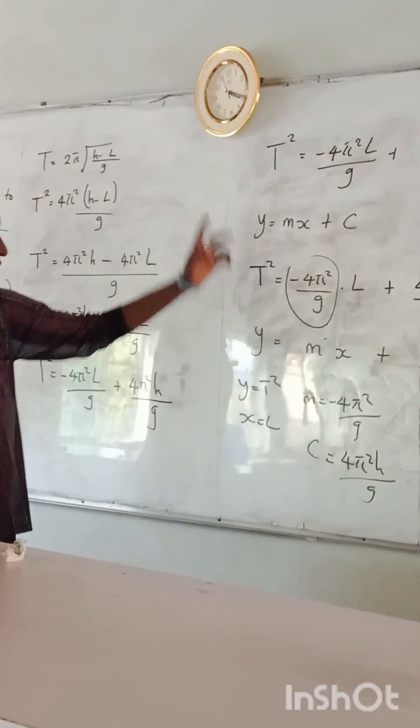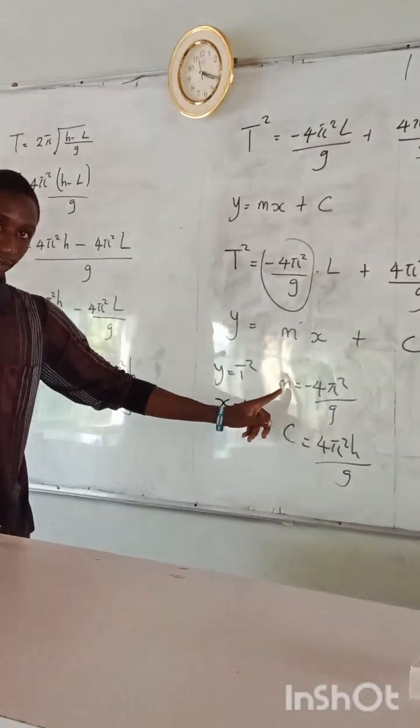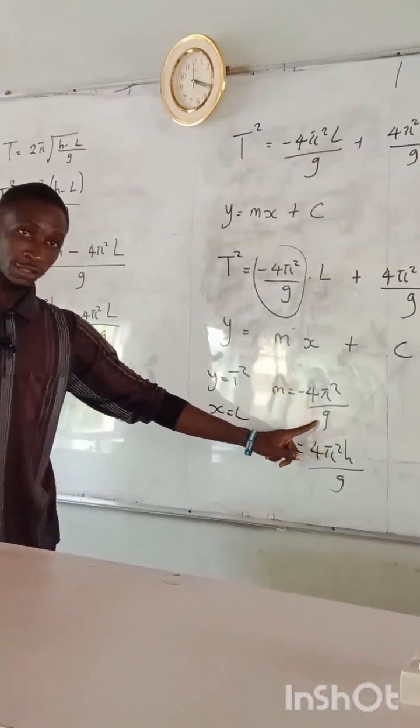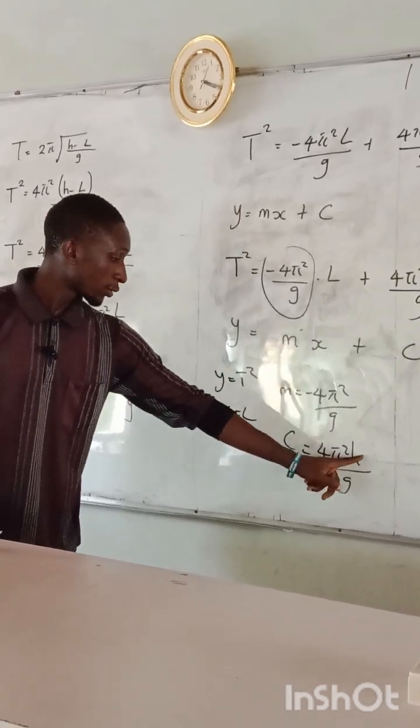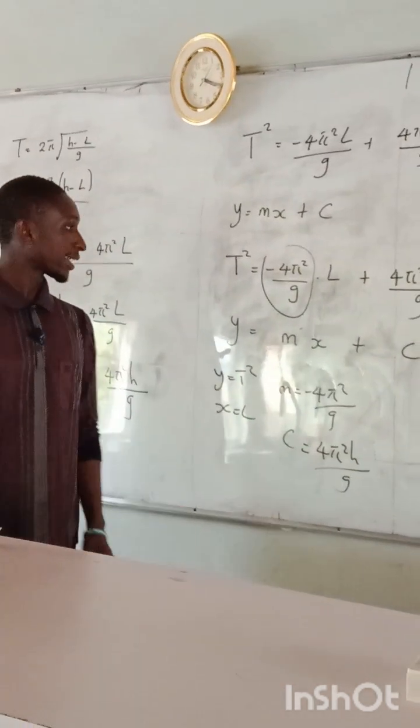So when you plot this graph, from the value of the slope you can find acceleration due to gravity. From the value of the intercept, you can also find h, and that's that.